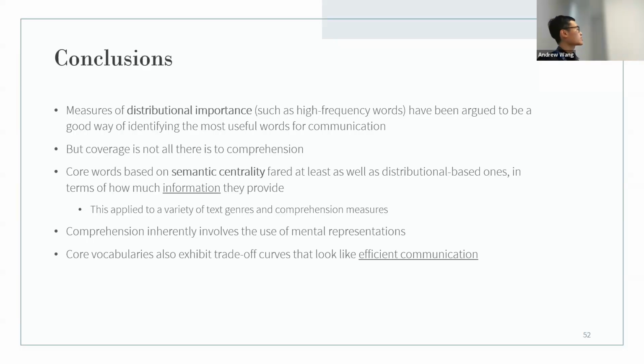And we argued that this is because comprehension inherently involves the use of mental representations, and that is what definitions of core vocabulary based on distributional characteristics alone miss. It was also interesting to see that we could show that core vocabularies may exhibit these trade-off curves that look like efficient communication for semantic category systems in the world's languages.